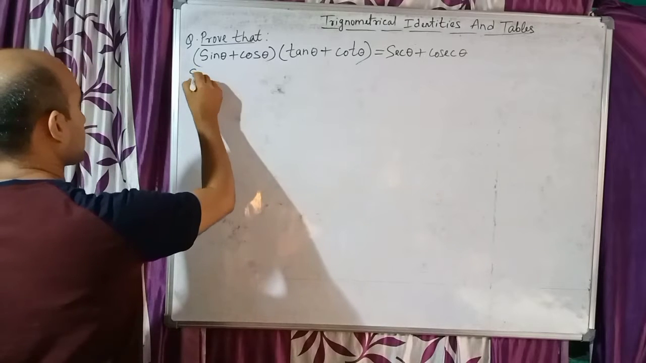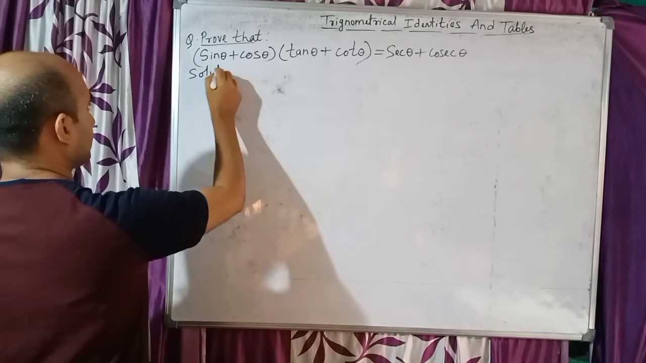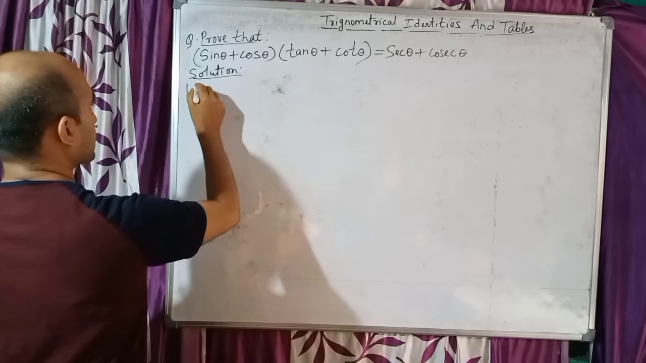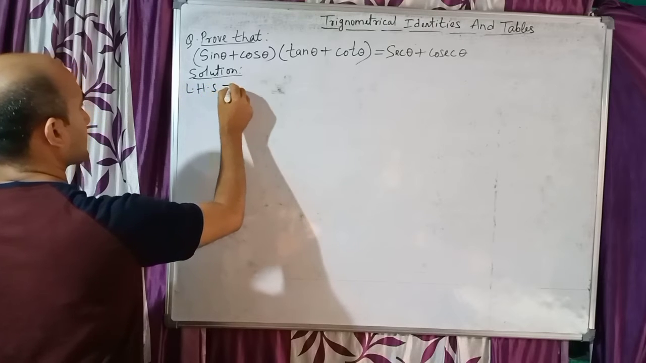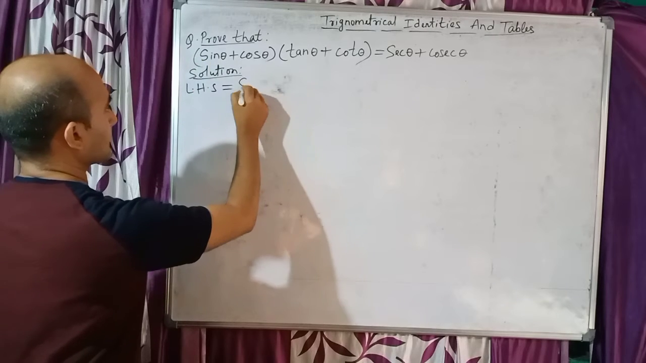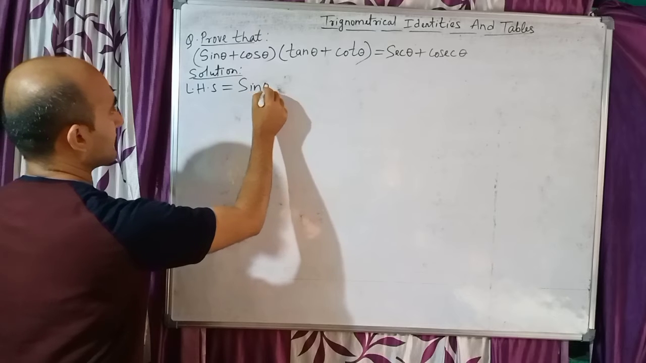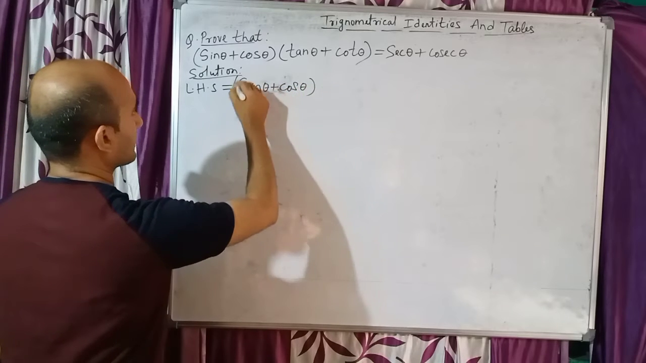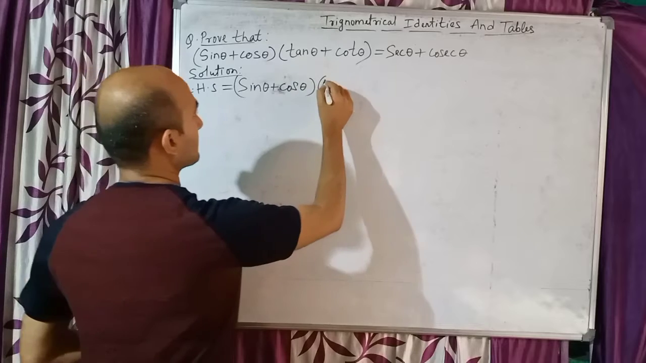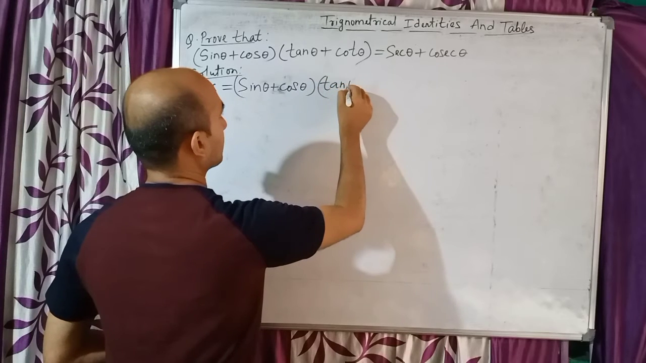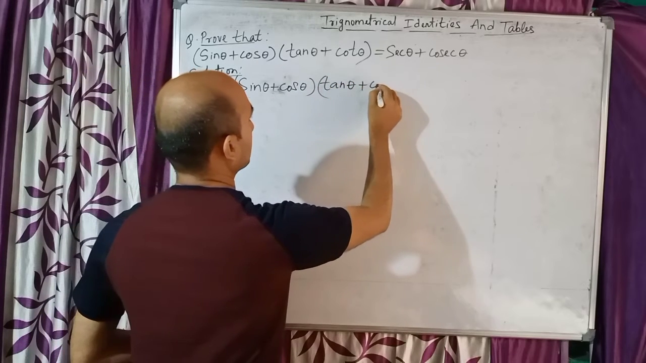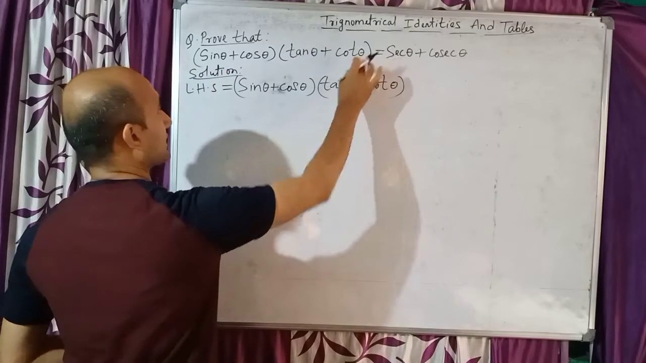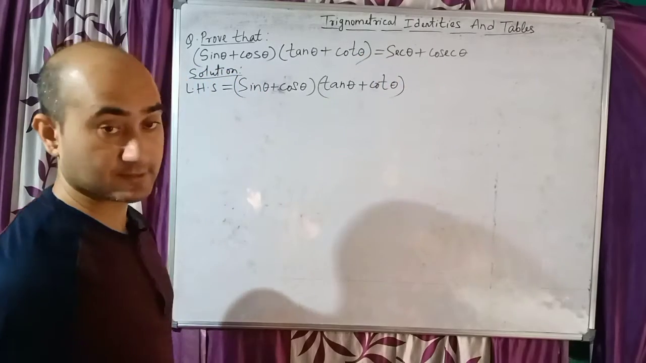So my solution begins. I will write first the left hand side, LHS, and my LHS is (sin theta plus cos theta) into (tan theta plus cot theta). So up to here, it is my LHS.